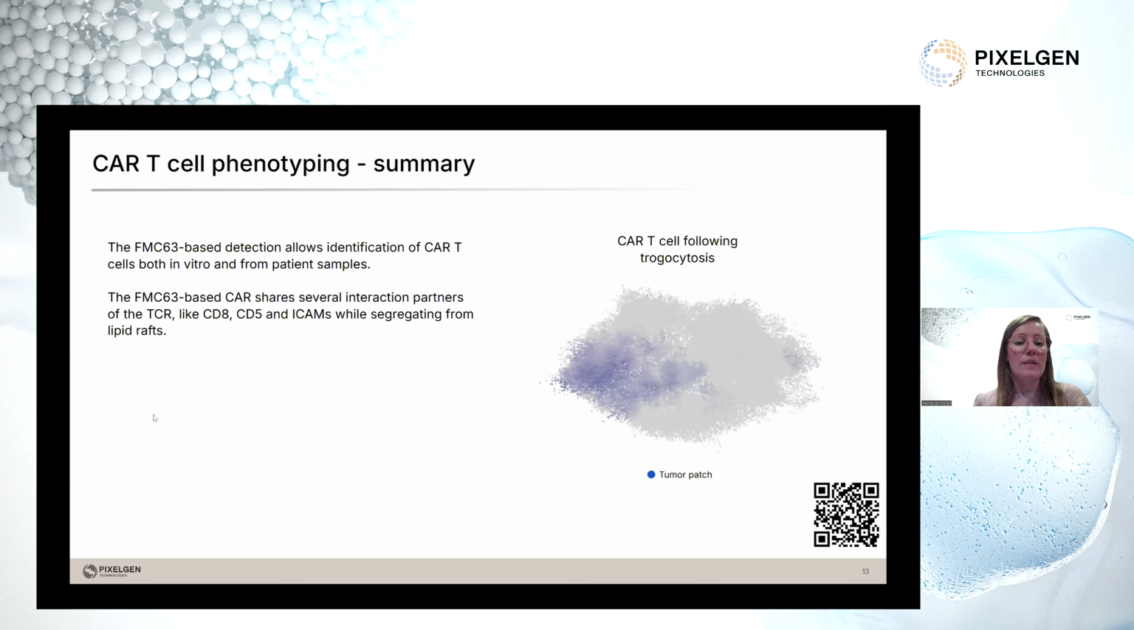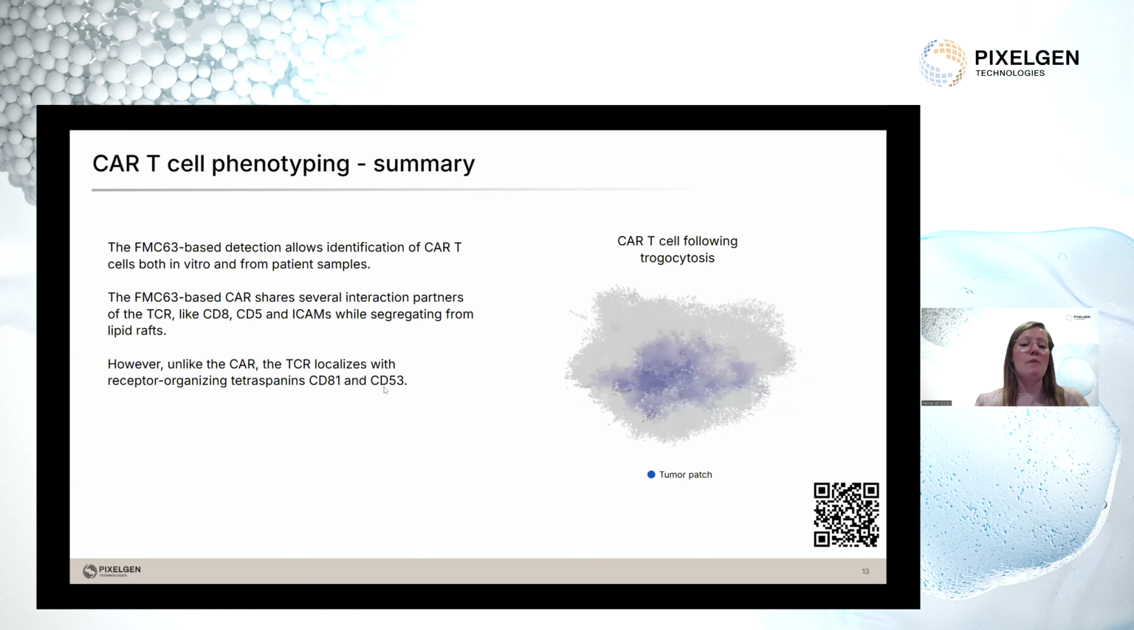With this FMC63-based CAR, we're showing you a little bit of the interaction partners and its organization. Some things that we discovered were that this particular CAR receptor co-localizes with the TCR, and it shares several co-localization partners with the TCR, like CD8, CD5, and different ICAMs. Both of these proteins are also segregating from lipid rafts. However, unlike the CAR, the TCR actually co-localizes with tetraspanins CD81 and CD53.